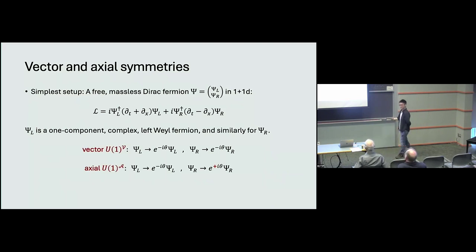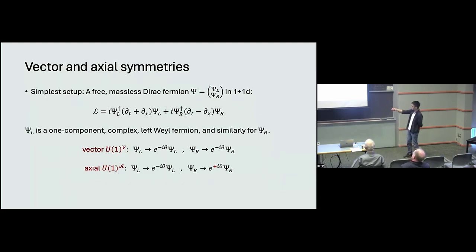Now, of course, by this point, you might be wondering, why don't I organize the symmetry in a slightly different way? I can write it as U(1) left times U(1) right. Why do I have to write it in a vector times axial way? Well, the reason for that will become clear momentarily when we go to the lattice.